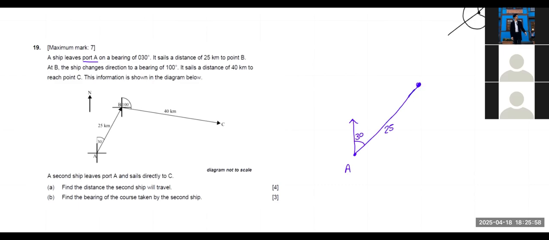Now, this is where you're at, B. At B, you change your bearing to 100 degrees, which means that you draw another north line. The moment someone says draw bearing, the first thing you need to do is draw the north line. Now, because this is 90, 100 would be a bit past 90. So this is 100 degrees. And you go for 40 kilometers, meaning you have to go a bit longer than the 25. Maybe I made it too big.